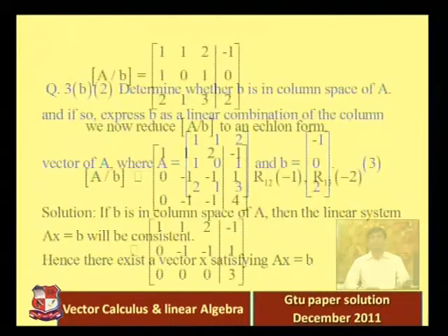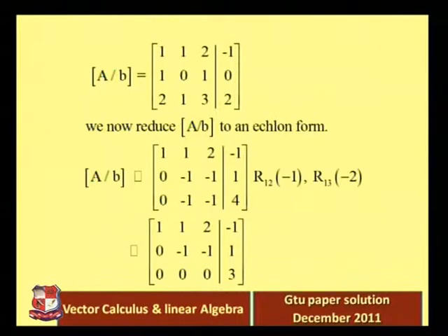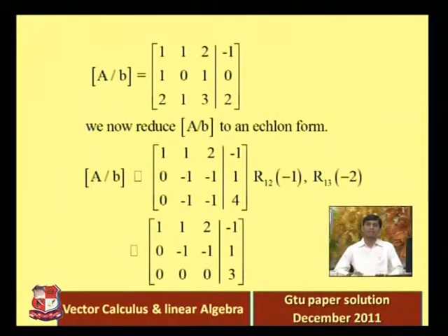So we have the augmented matrix [A | B]: 1 1 2 -1, 1 -1 0 0... 2 1 3, and the column vector -1 0 2. We are solving this system of equations, so definitely we convert it into a row echelon form.